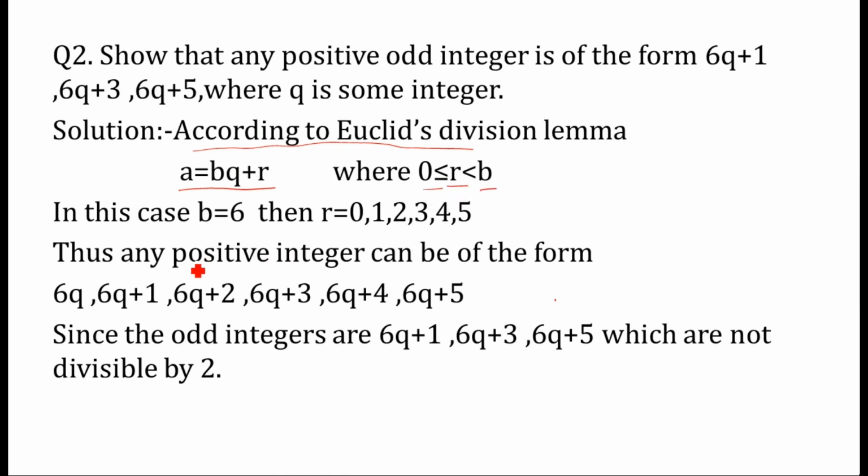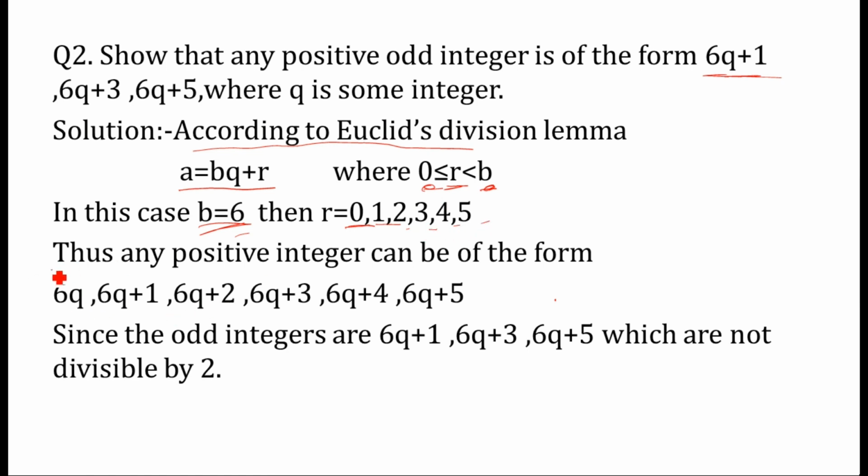In this case, we are given that all the positive integers are in the form of 6q plus something. It means we have to take b as 6, and we know that the value of r must lie between 0 and b. It means r must be less than b, where our b is 6. Therefore, the value of r must be less than 6. It can be 0, 1, 2, 3, 4 and 5.